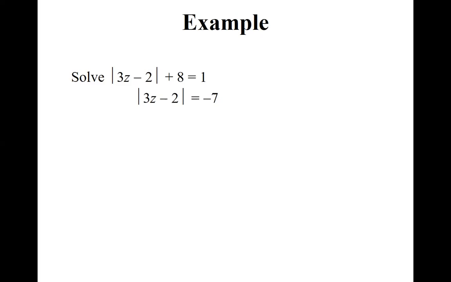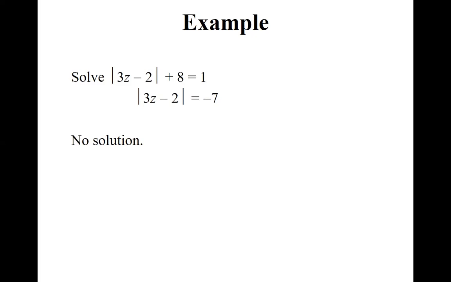And absolute values can only be equal to a positive number. When we take an absolute value, for instance, the absolute value of 3z minus 2, we get a positive answer. At smallest, we get an answer of 0, but we can never get an absolute value equals a negative. So there is no solution here.